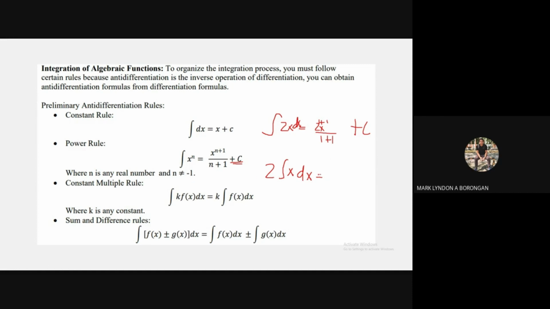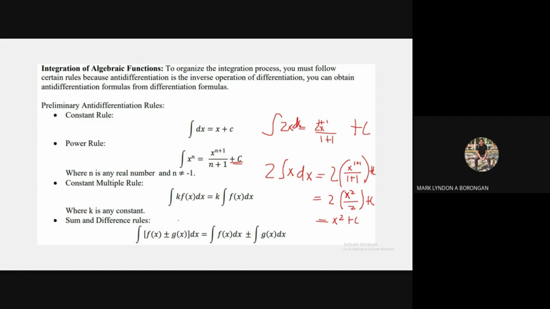So pag apply nimo sa formula aning x, so mahimo na lang siya x to the power of 1 plus 1, kay 1 raman ang iyang exponent, all over 1 plus 1 plus c. Okay. So mahimo kag 2 times x squared all over 2 plus c. So, imong i-multiply ang 2 ug ang 1 half, therefore, makuha kag x squared plus c. So, ana ra na siya.